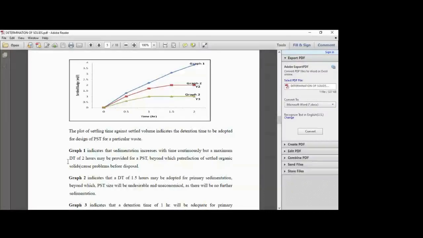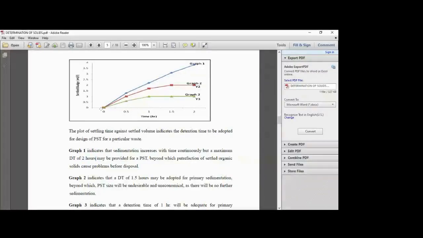So the maximum detention time that we can keep for PST is 2 hours, because after 2 hours the putrefaction process, that is the degradation process of the settled organic solids, can start, right? That is very, very important. The maximum detention time that you can keep for PST is 2 hours, because after 2 hours the putrefaction process will start.